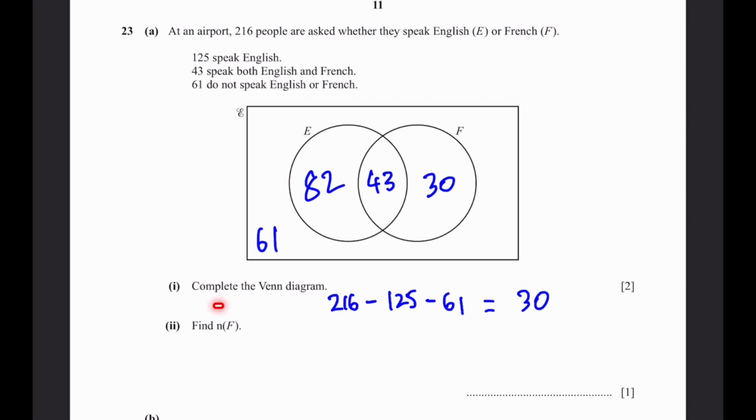Number 2, find the n of F. This is easy. We just need to find out how many people speak French, which is everything inside that circle. 43 speak both, 30 speak French. So 43 plus 30 is equal to 73. And that's the answer.